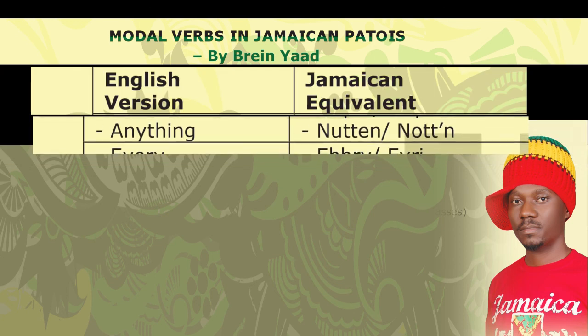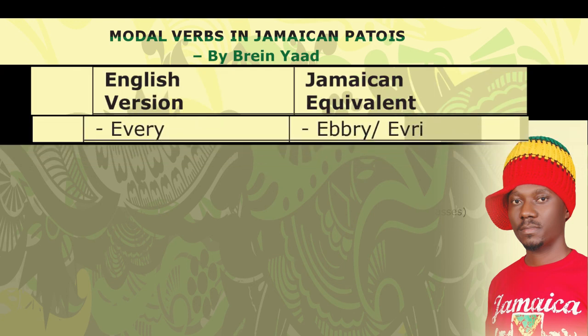And we go to modal verb every. How do you say every? Because in Jamaican Patois, sometimes the letter V will be pronounced as though it is letter B.